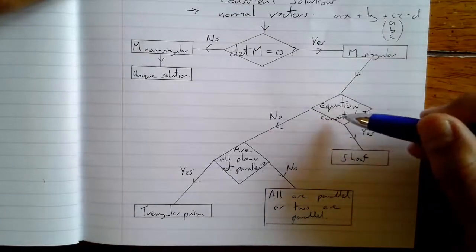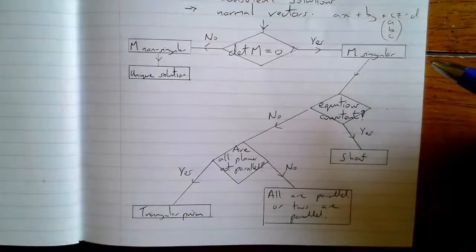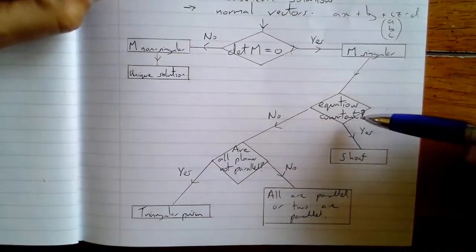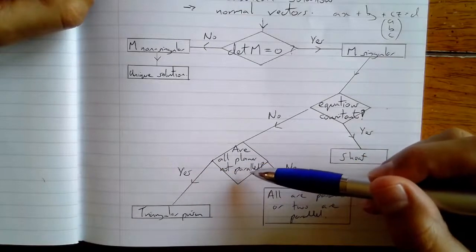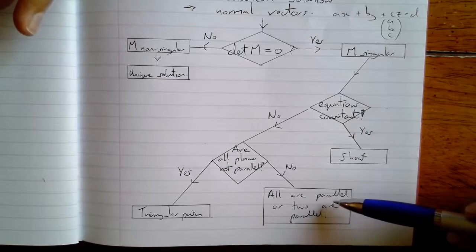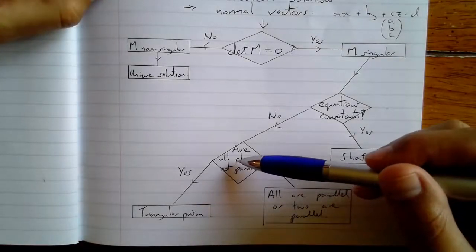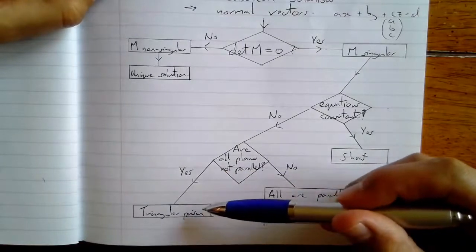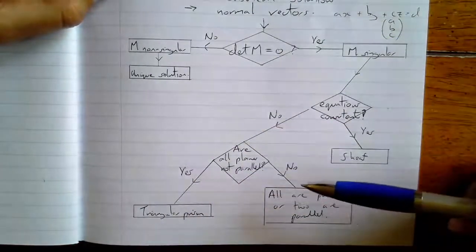and then you need to check whether the equations are consistent or not. If they are consistent, then you have a sheaf, and if they're not consistent, then you need to check for whether they're parallel or not. If some of them are parallel, then you've got either 2 parallel planes or possibly 3. If there's no parallel planes at all, then you end up with a triangular prism. And this is the sort of stage you need to go through.